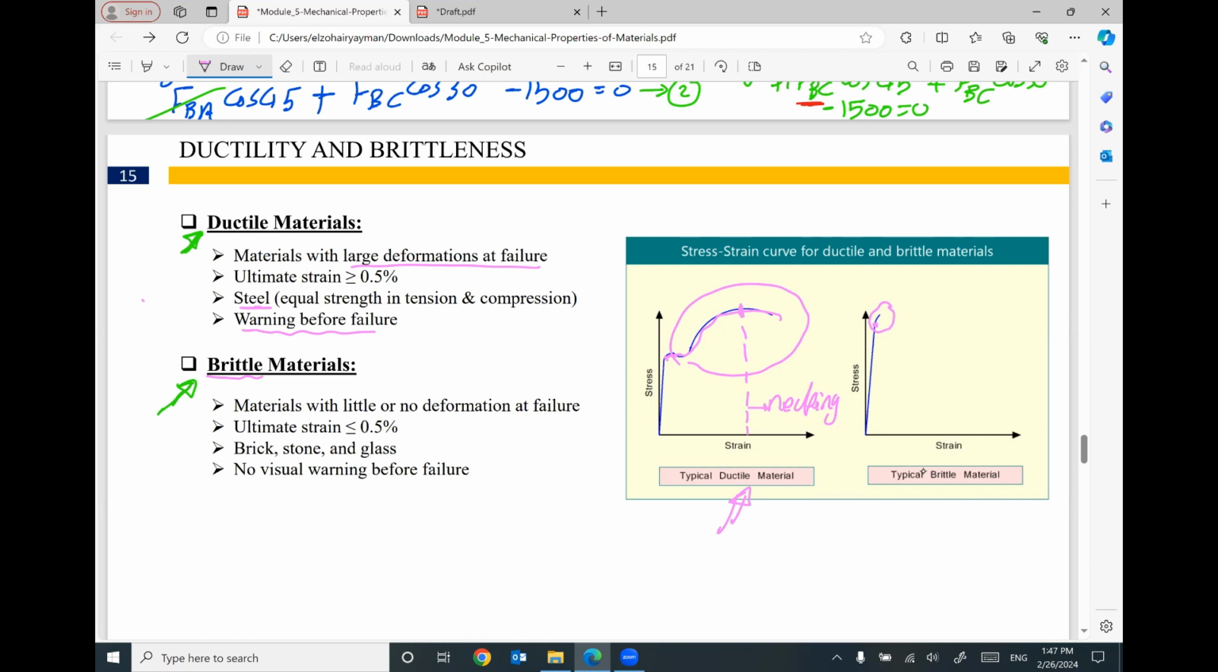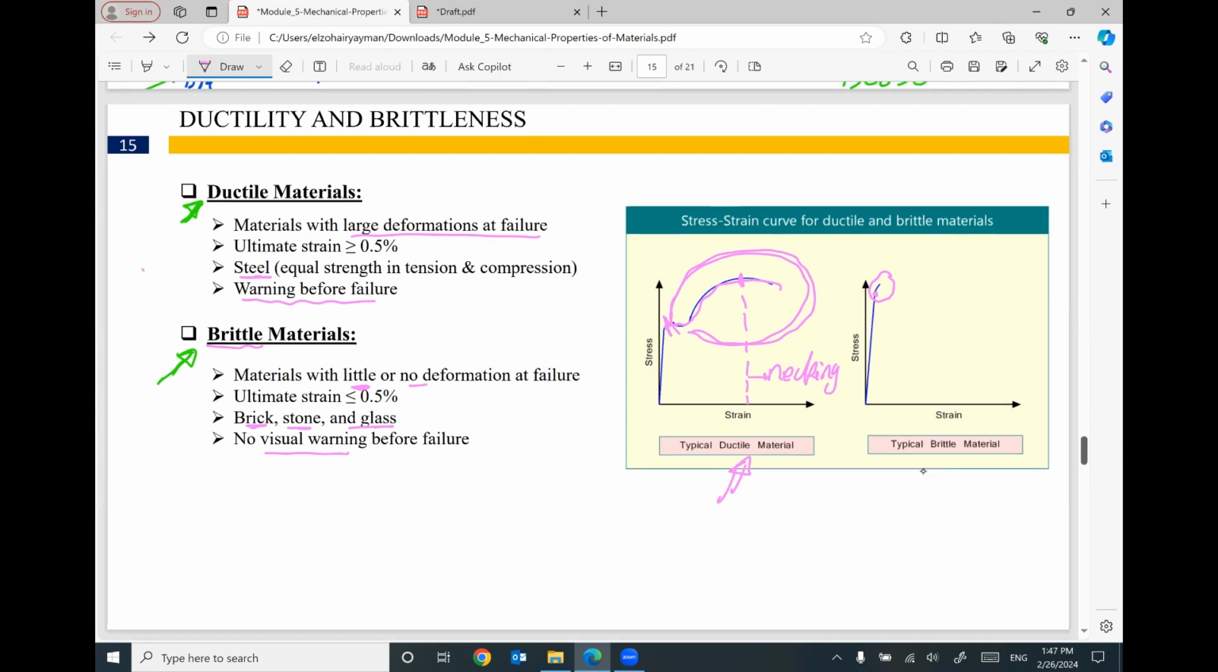No deformation at failure, little or no. Like bricks, stone, glasses. No visual warning. We cannot see any indication that failure is coming. That makes sense? So one of the applications of stress-strain relationships, we can judge the type of the material. Is it ductile material? Is it brittle material? Based on how much deformation do you have after the linear or the elastic region.